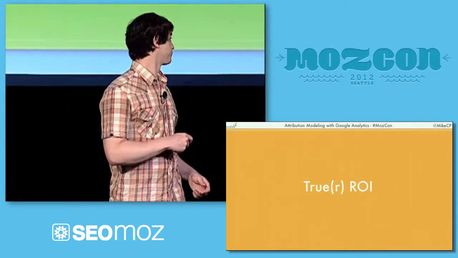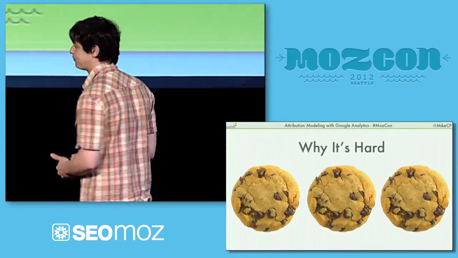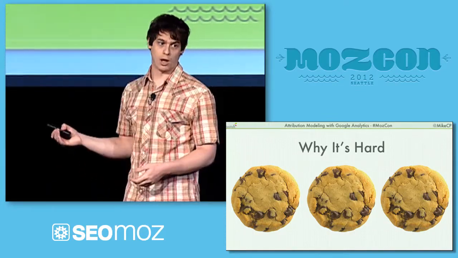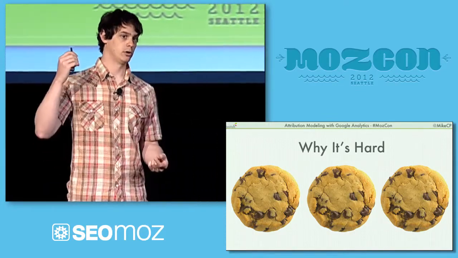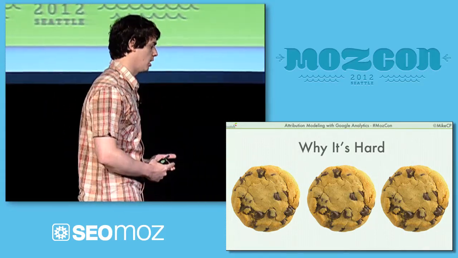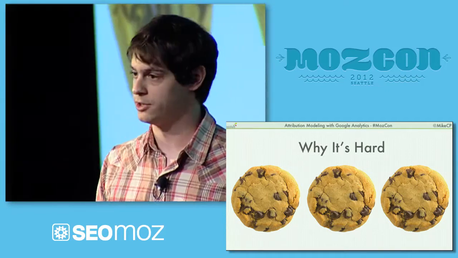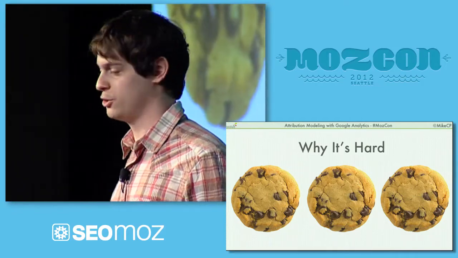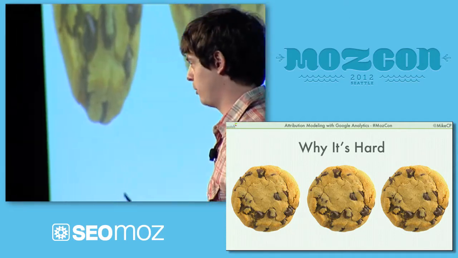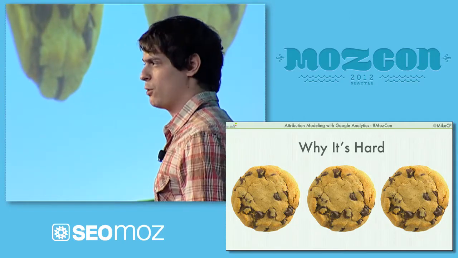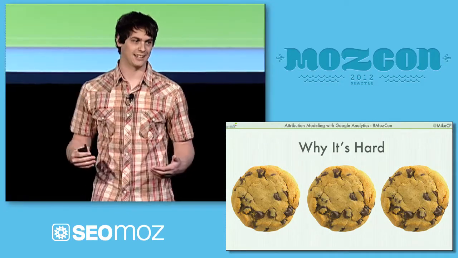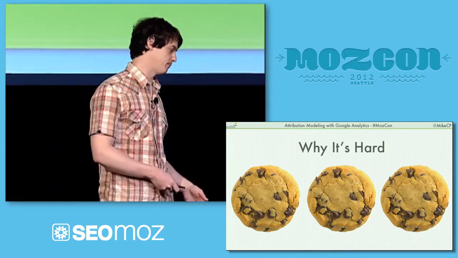So this is why attribution modeling is hard: because of cookies. Because cookies crumble. People clear their cookies, they use other browsers, they browse from their friends' houses, they use other devices, they have offline interactions with your brand, and that primary key, the cookie, falls apart. So we can't really track across that whole thing. And we never really will, and that's why I said truer ROI, because it's never going to be perfect.